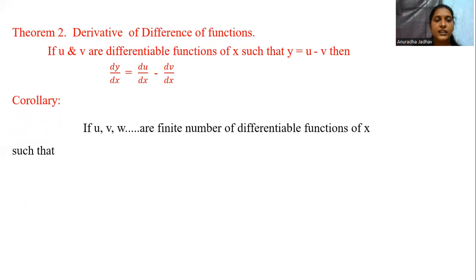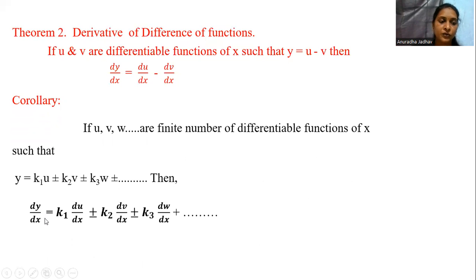If u, v, w and so on are a finite number of differentiable functions of x such that y is equal to k1 into u plus or minus k2 into v plus or minus k3 into w plus or minus and so on, then how to find its derivative with respect to x? That is dy upon dx is equal to, here k1, k2, k3 are constants.